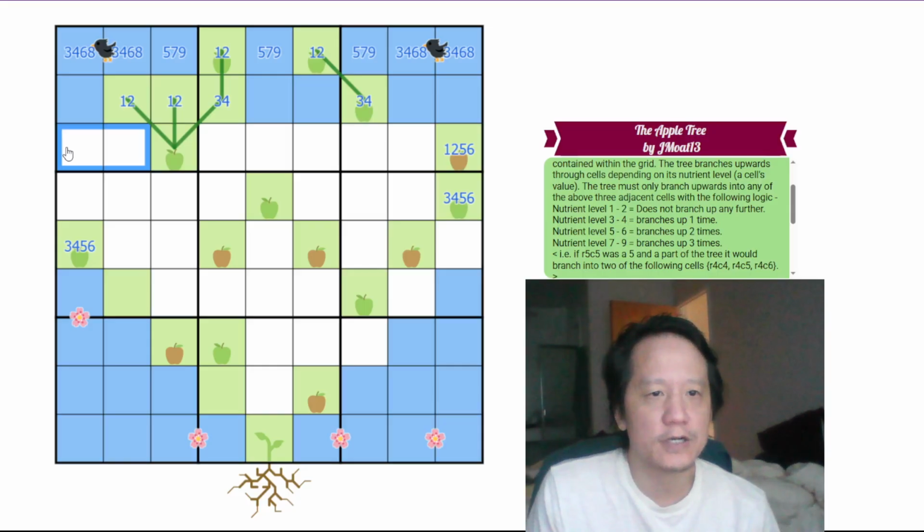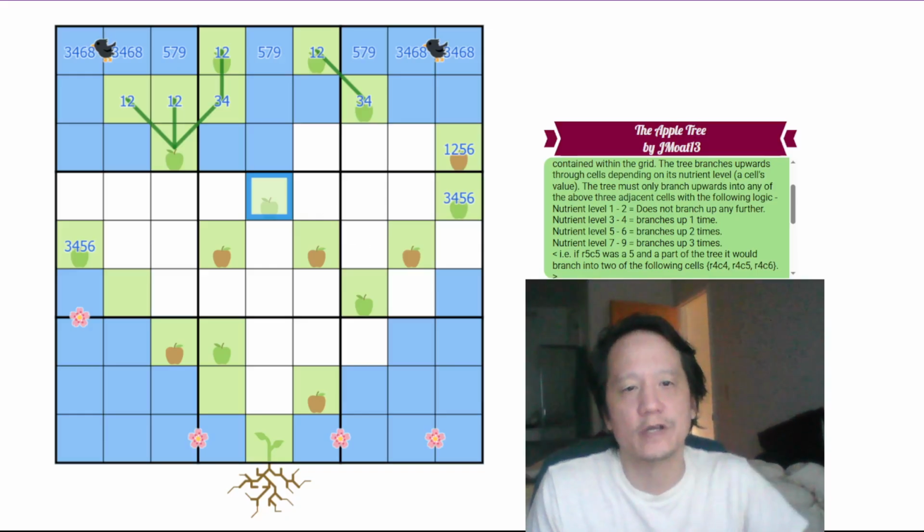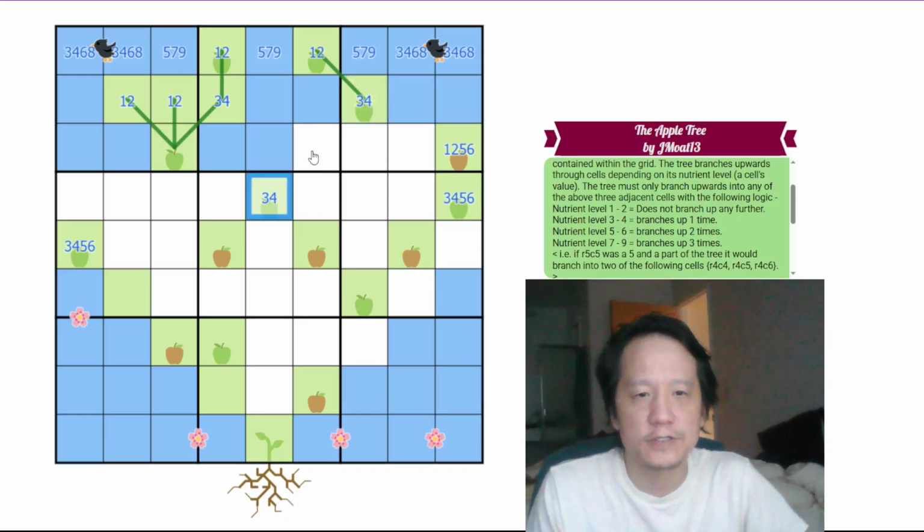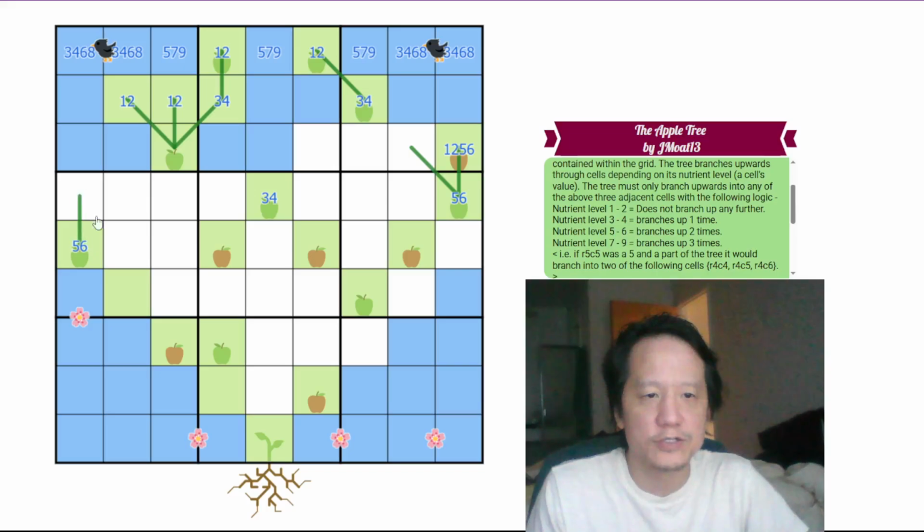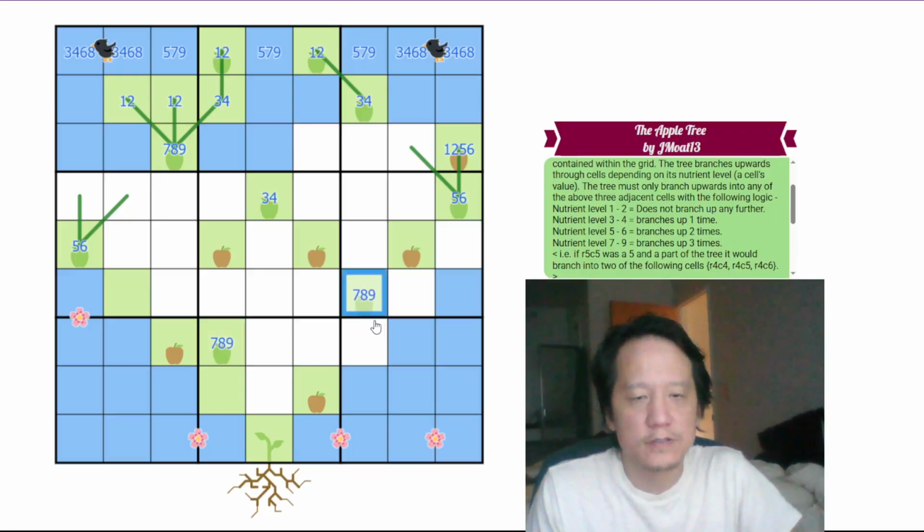These cannot branch up, so these two can't branch up at all. This could branch up, so this is at least 1, so therefore, it has to be 1. So these are the greens. That eliminates 3, 4, and the rest of the greens. This is 5, 6, this is 5, 6. This branches up twice. This branches up twice then. The rest are 7, 8, 9 for the greens.